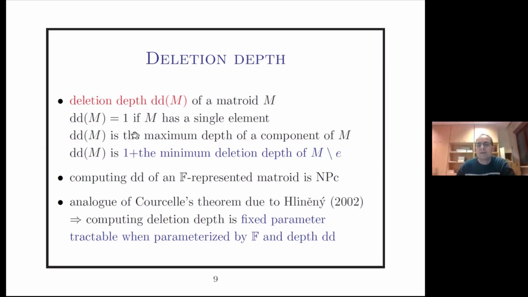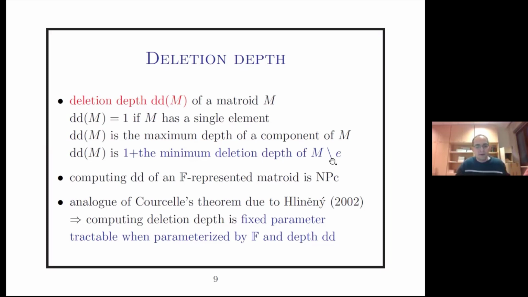If I have a matroid that is not connected, then it's the maximum depth of a component of that matroid. And otherwise, I'm trying to delete an element, therefore the name deletion depth, in a way that the matroid becomes disconnected, and then I recurse to the connectivity components. So it's 1 plus the minimum deletion depth of a matroid obtained by deletion of an element. And I do apologize, this shouldn't be contraction, this should be deletion.